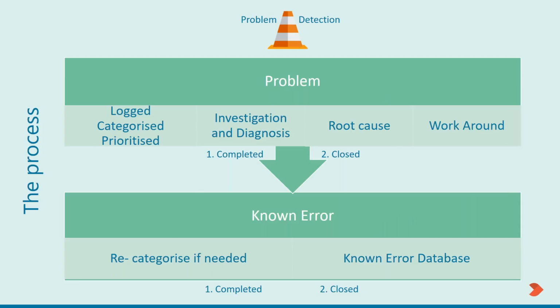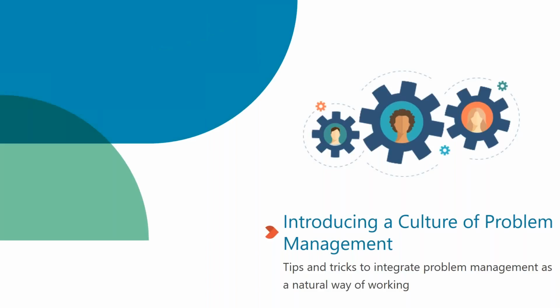It's quite simple. As you can see, there's nothing too overwhelming here in terms of what you can expect. But next, let's move on to something that can be a little bit trickier than understanding the process itself, and that's how you can actually introduce this process and introduce a culture of problem management within your organization. We've mentioned already, it's not always a priority for organizations to look at problem management. They're quite busy being reactive and just looking at what is in front of them. So what can we do to get people on board? How can we integrate problem management as a natural way of working?